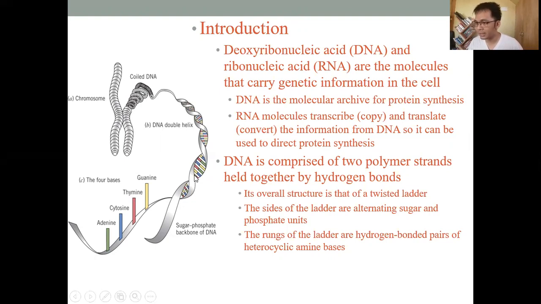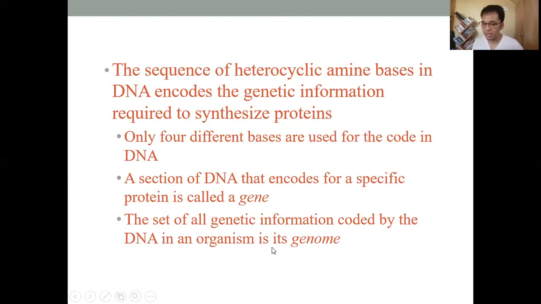Meron siyang, I think, 3 to 5 angstrom per base pair per twist. Ganon. Tapos, the sides of the ladder are alternating sugar and phosphate units na kung saan naman yung kapitan or the rungs of the ladder are the hydrogen bonded pairs of our heterocyclic amine bases. So, ano ba yung mga heterocyclic amine bases natin? Okay. The sequence of heterocyclic amine bases in the DNA encodes the genetic information required for protein synthesis.